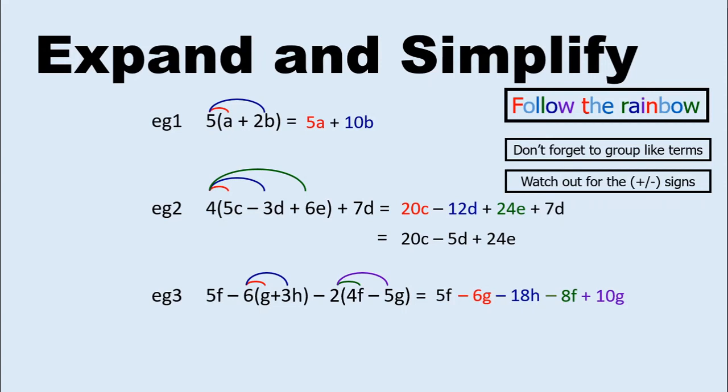Again, double check that your answer is complete. Can we simplify that? Can we group like terms? I see 2 f terms, that's 5f minus 8f, which would make negative 3f. And I see 2 g terms, negative 6g plus 10g, that would make positive 4g. Going alphabetically, that would be negative 3f plus 4g minus 18h. F, G, H.